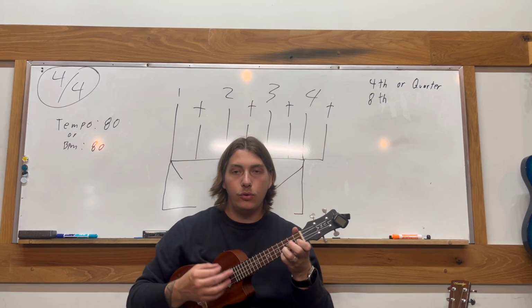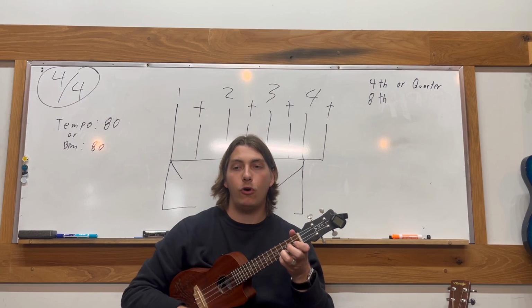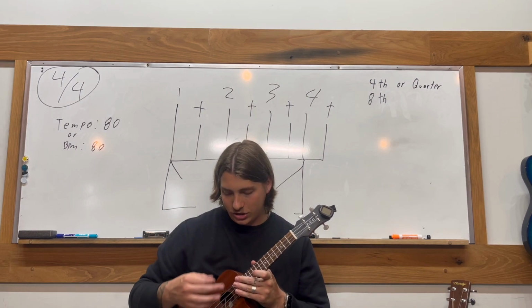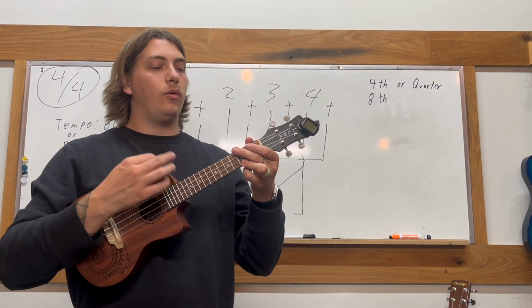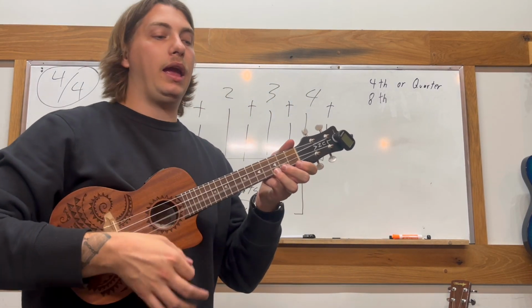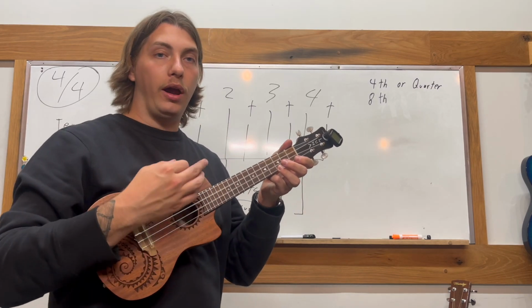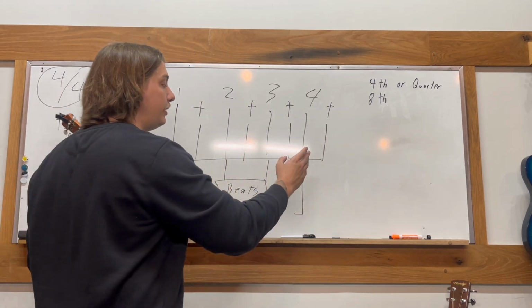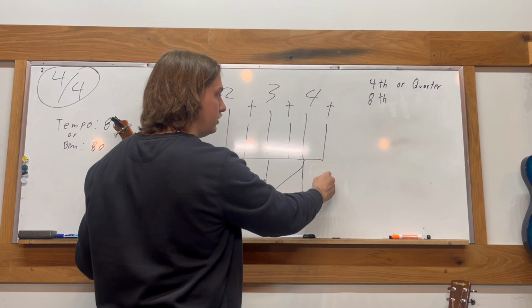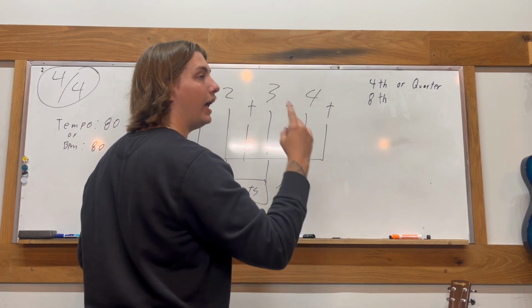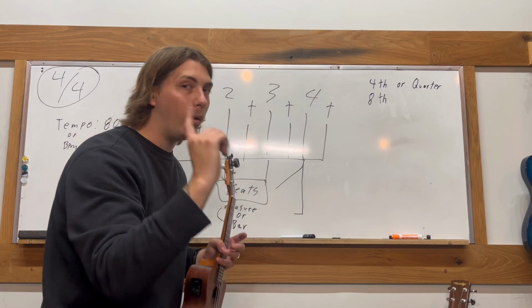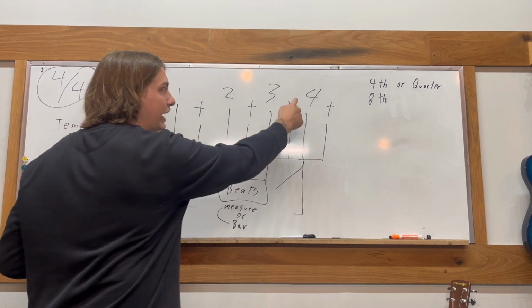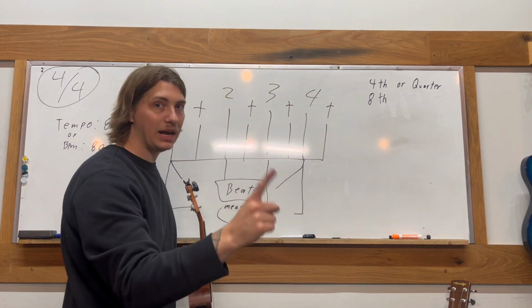1 and 2 and 3 and 4 and. Okay, so we're just strumming down but a little bit faster, okay? So it goes like this. Ready? 1 and 2 and 3 and 4 and. Now, how many measures was that? If I went 1 and 2 and 3 and 4 and. That's only one measure because I'm still only counting to 4 one time, okay?